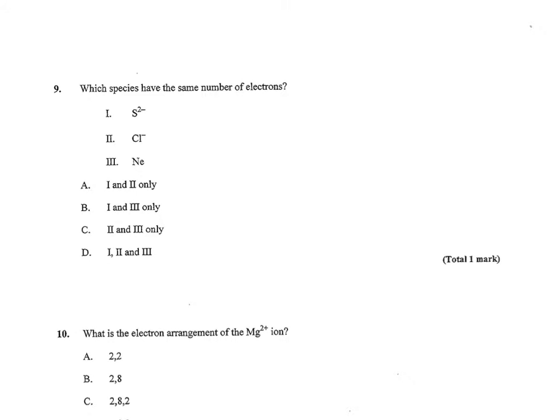Number 9 wants to know which species have the same number of electrons. Well, sulfur is element number 16, and if it's got a -2 charge, it's picked up 2 more electrons for a total of 18. Chlorine is element 17, it's picked up 1 electron, also for a total of 18. And neon is element number 10, noble gas, not going to likely pick up a charge, so it's got 10 electrons. So looking at this, 1 and 2 are my only species with the same number of electrons.